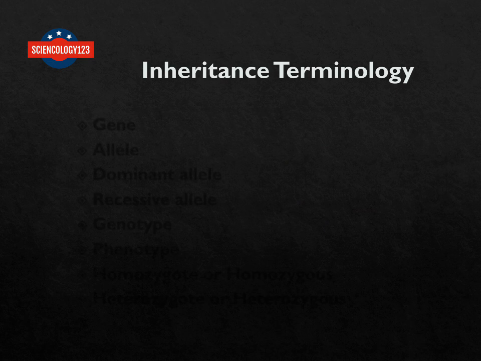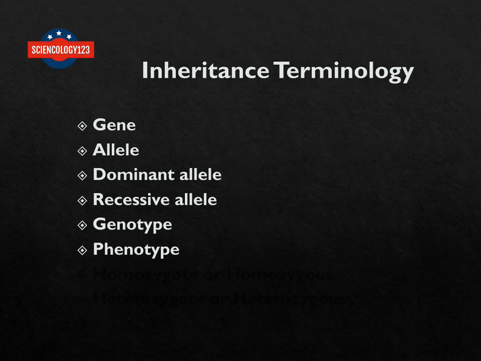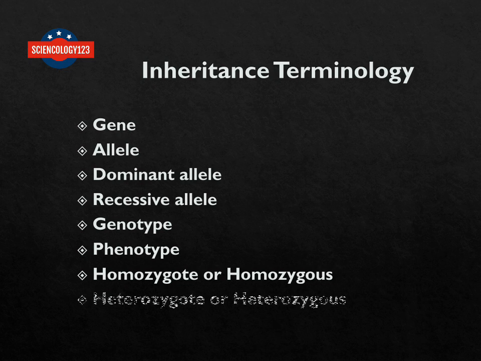When we learn about the inheritance chapter, it is important to understand the terminology used in this chapter. Today, I would like to revise on the terminology, which always can be seen in the exam question. The terminology are gene, allele, dominant allele, recessive allele, genotype, phenotype, homozygote or homozygous, and heterozygote or heterozygous. Questions such as the definition of this terminology can be seen frequently in the past year question.